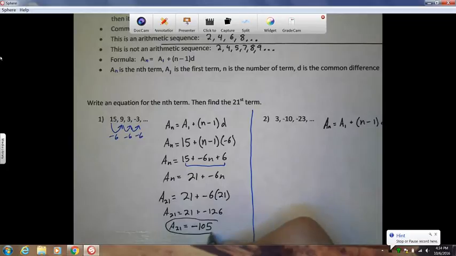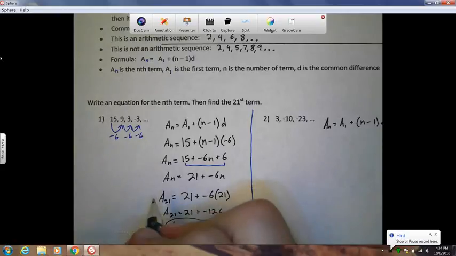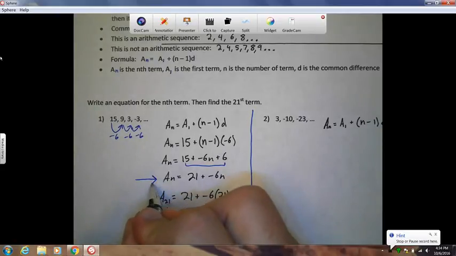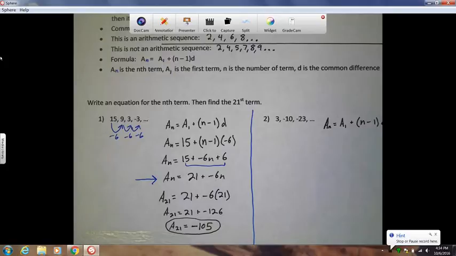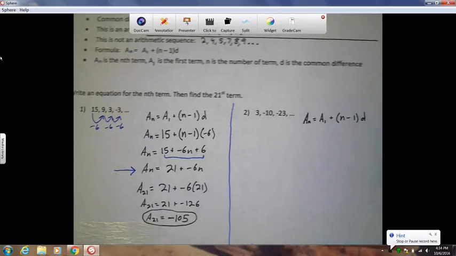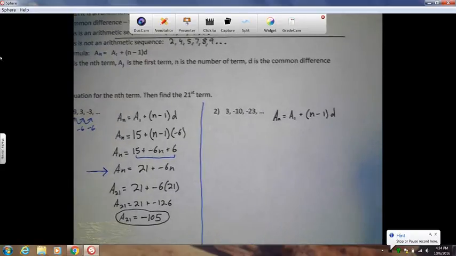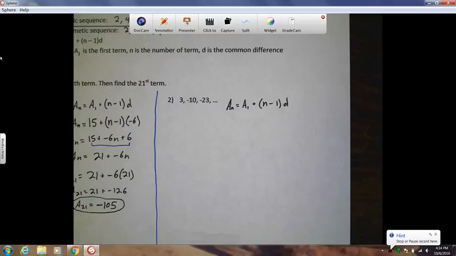So follow the steps. Use the procedure. Here's the first answer. Then you can use your formula. Work it the way I show you. Write it down. Write it in order. Okay, let's look at the second one. So I'm doing the same thing. I'm going to write an equation for the nth term, so I already have my formula ready.